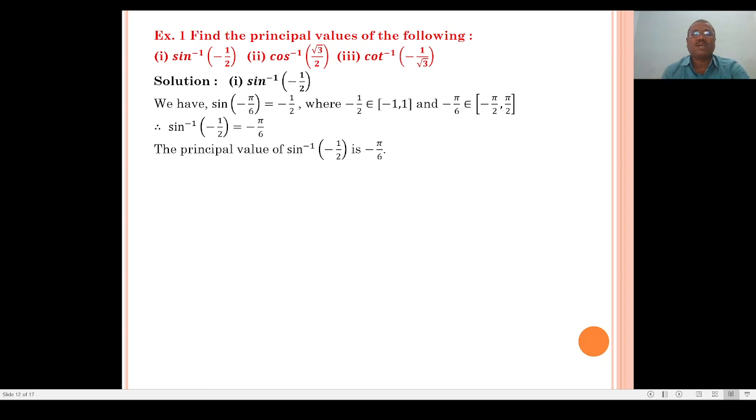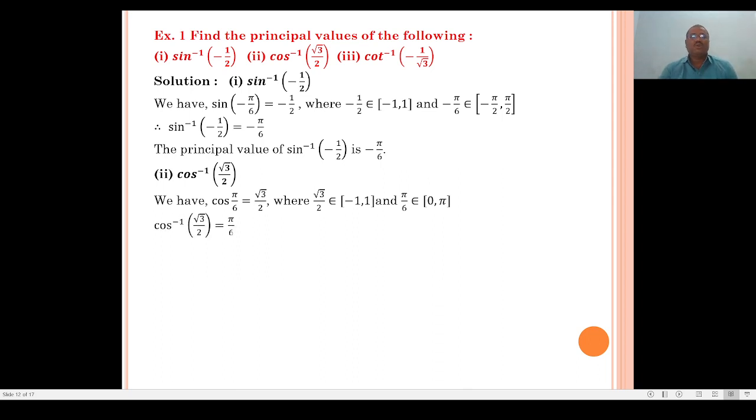Second example, cos inverse root 3 by 2. Let us have cos pi by 6 equals root 3 by 2, where root 3 by 2 belongs to the closed interval minus 1 to 1 and pi by 6 belongs to 0 to pi. So cos inverse root 3 by 2 equals pi by 6, and the principal value of cos inverse root 3 by 2 is pi by 6.